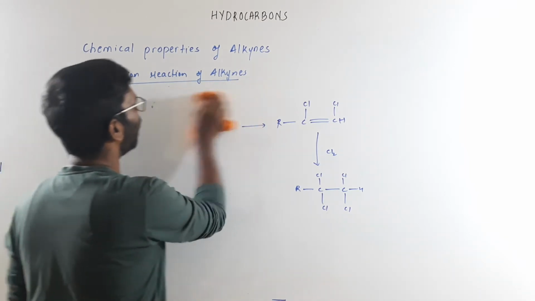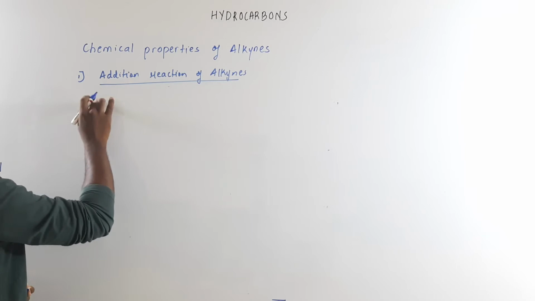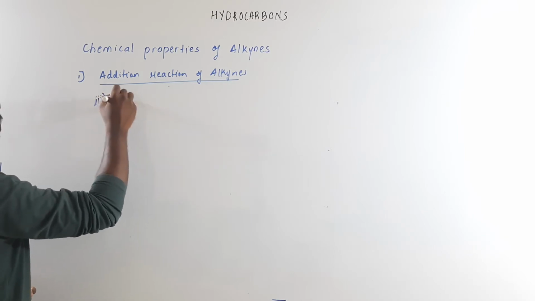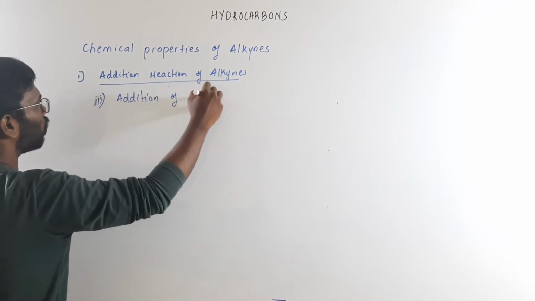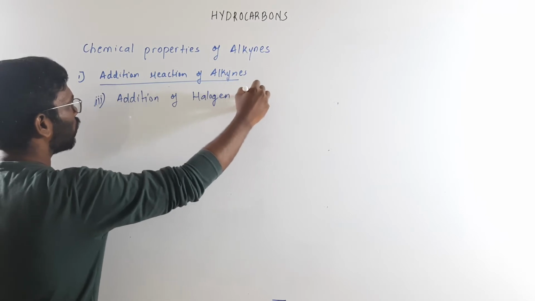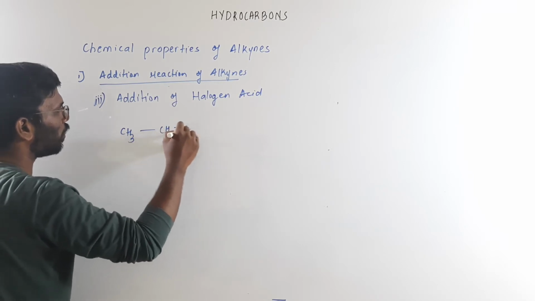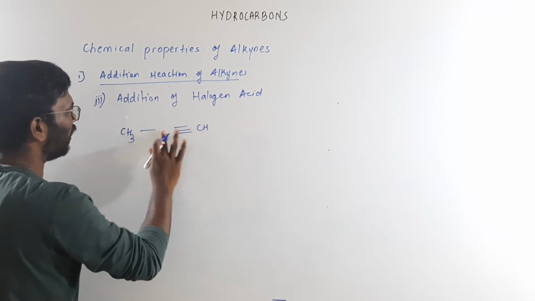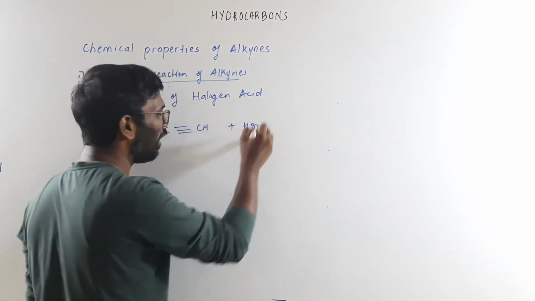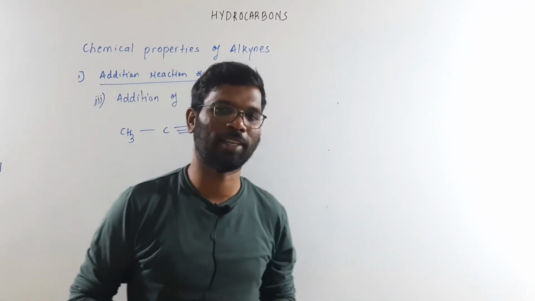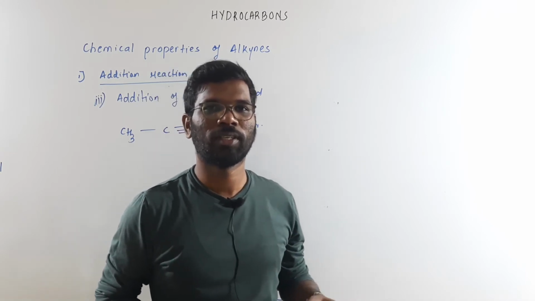So next is addition of the halogen acid. Third is addition of halogen acid. You take this alkyne, CH3, C triple bond CH, right? And if we are adding HBr, you remember Markovnikov's rule in the case of alkene, which says that the negative part will go to the carbon which has fewer hydrogens in an asymmetrical alkene.